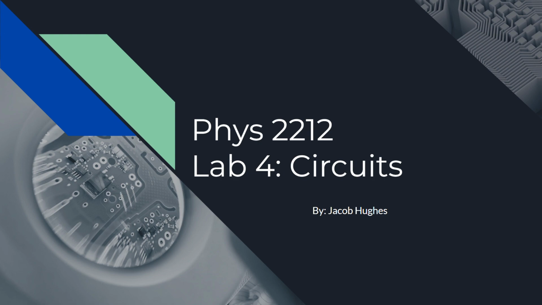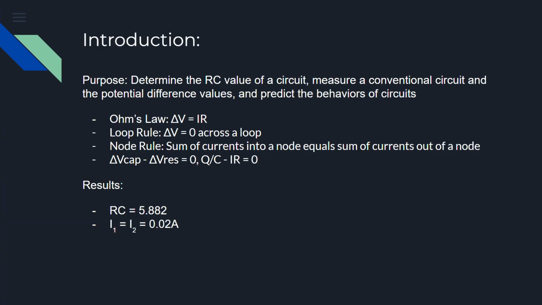Hello, I am Jacob Hughes, and this is my lab report for Physics 2212 Lab 4, Circuits. The purpose of this lab was to determine the RC value of a circuit, measure a conventional circuit and the potential difference values, and predict the behaviors of circuits.